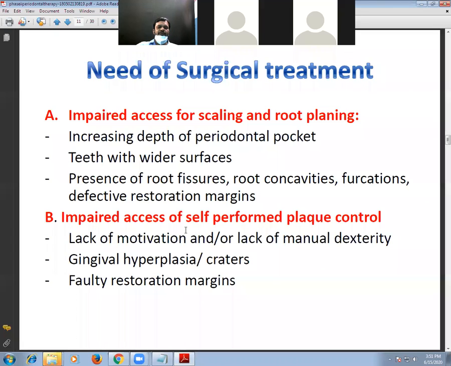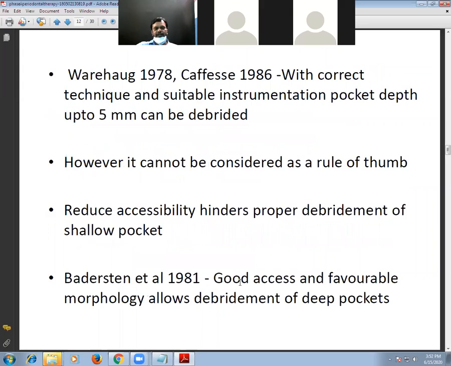Then, impaired access for self-performed plaque control. Whenever a patient has lack of education and motivation or lack of manual dexterity, for example physically handicapped patients, in those patients we usually need surgical treatment of periodontal disease. Then in cases of gingival hyperplasia, and faulty restorative margins, whenever there is subgingival overhanging restoration, we have to expose those areas and correct the overhanging restorations. We use surgical treatment for this.